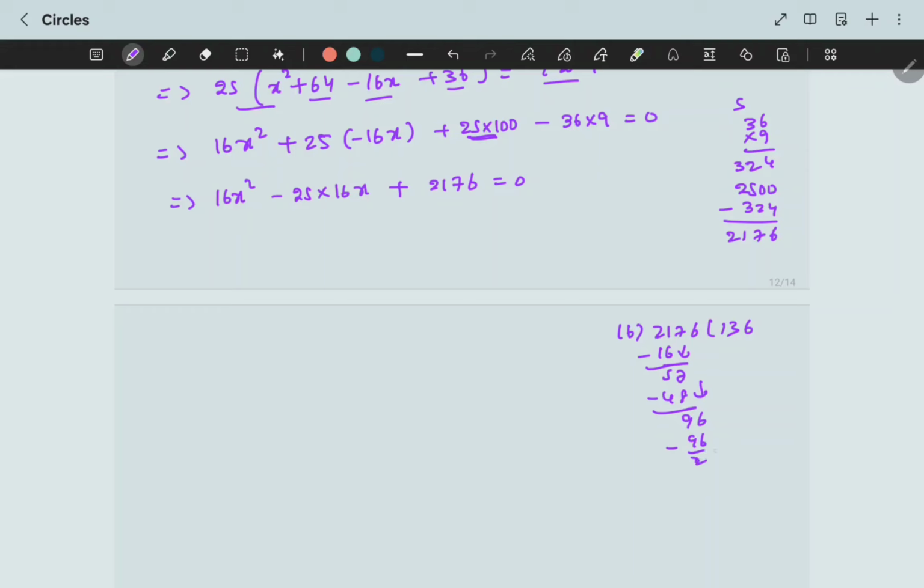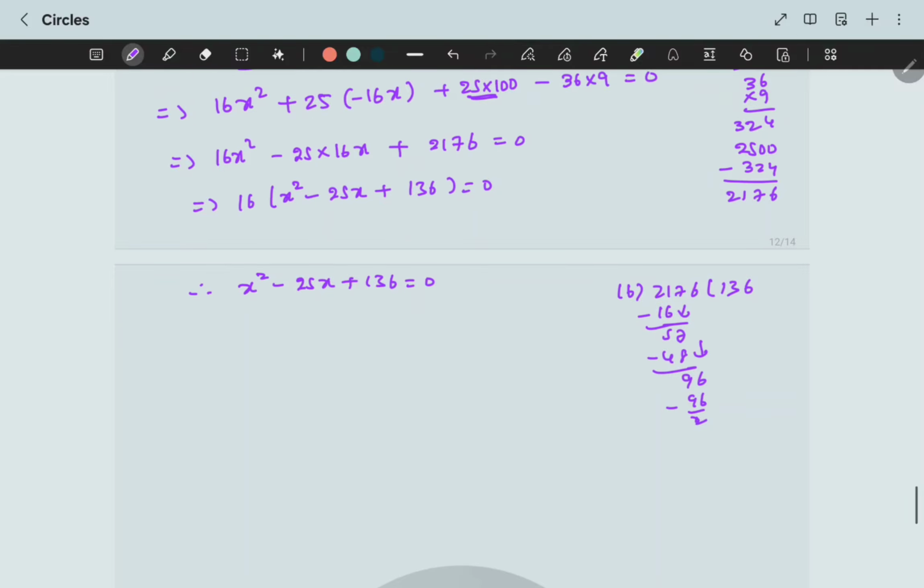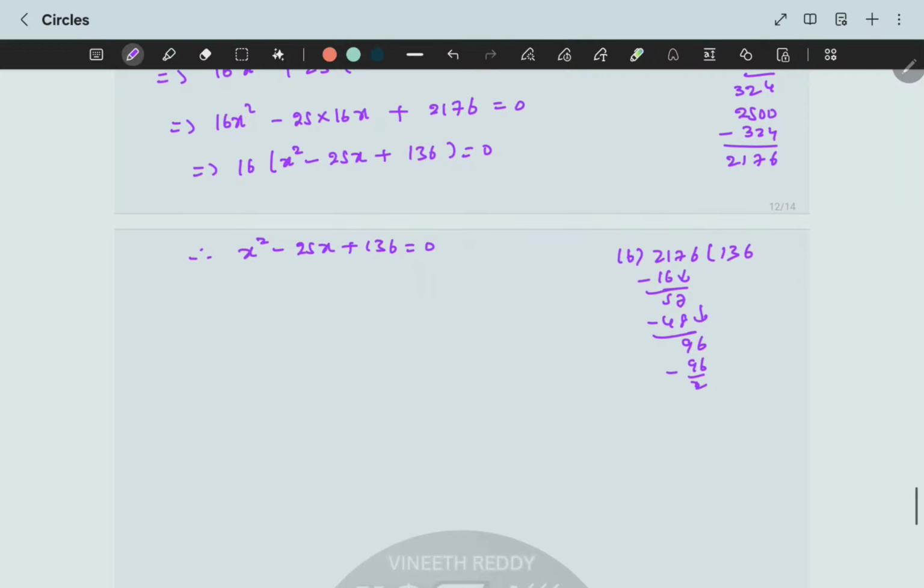So we get 136. Okay, fine. So if I take 16 common, x square minus 25x plus, I think we have 136 here. So therefore x square minus 25x plus 136 equals 0. What could the factors be? 13 into 12, I guess. 13 into 12. Am I right?